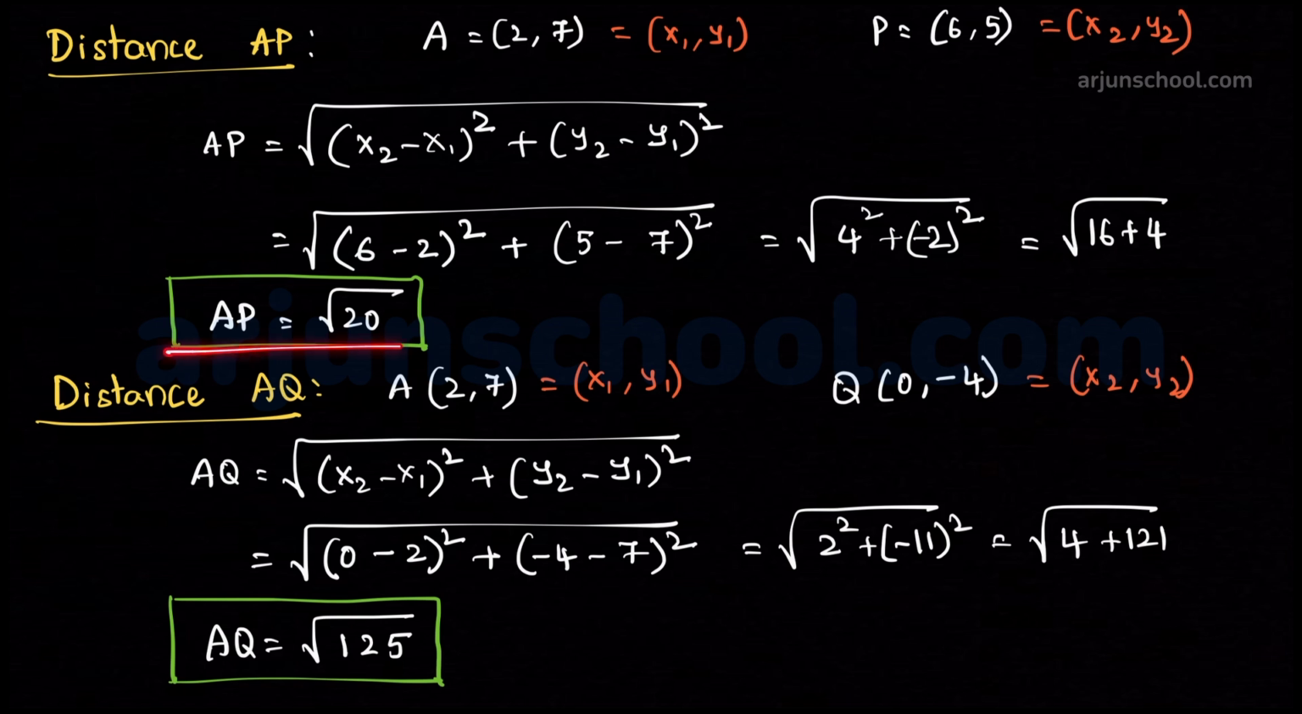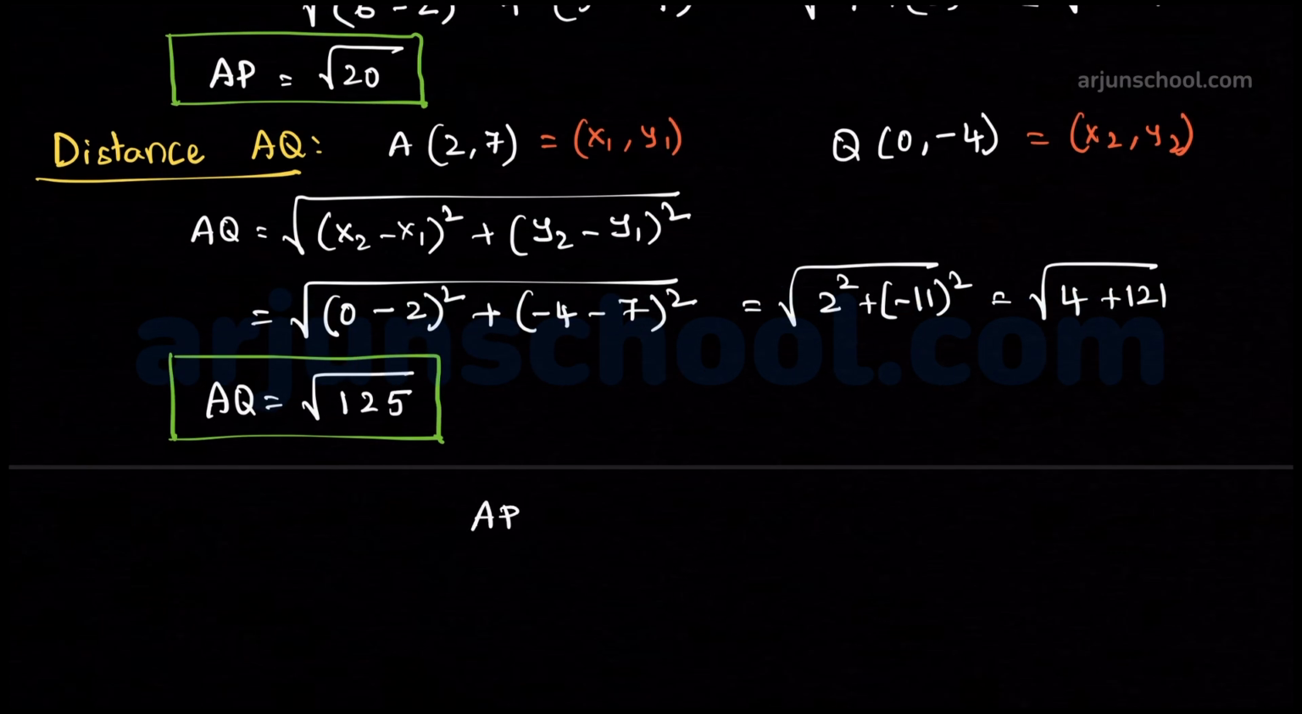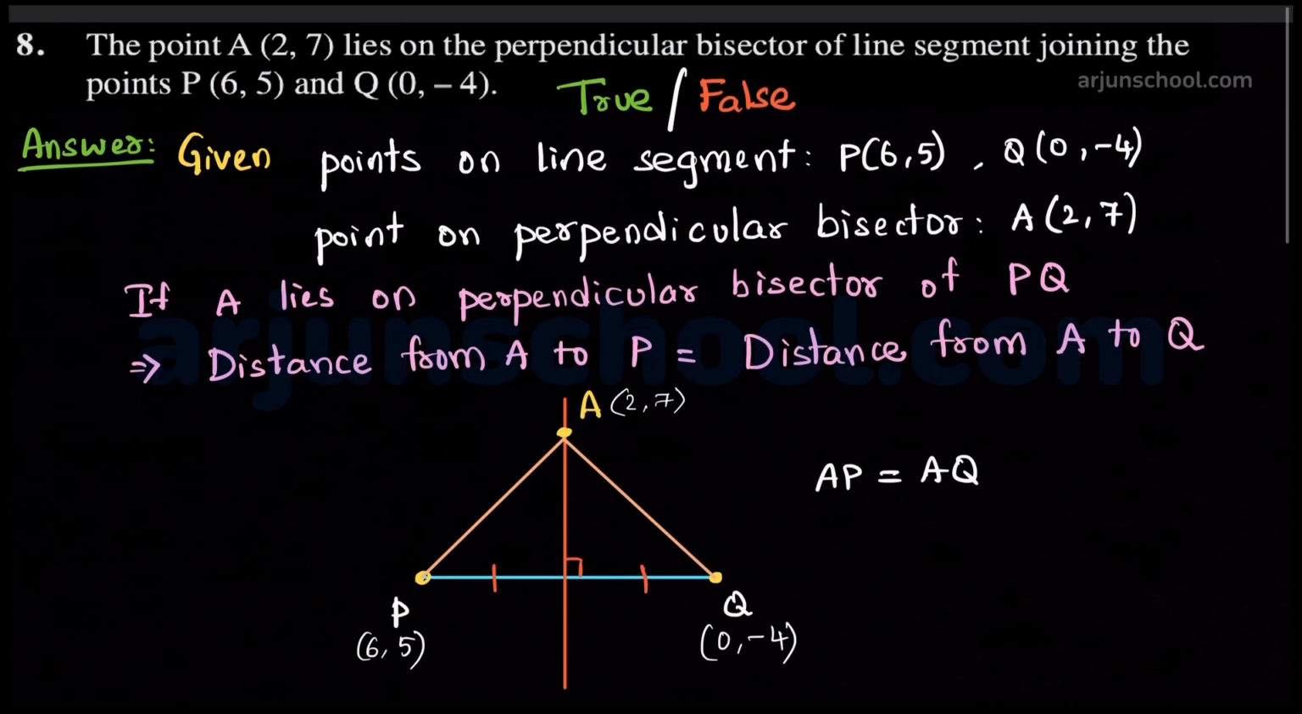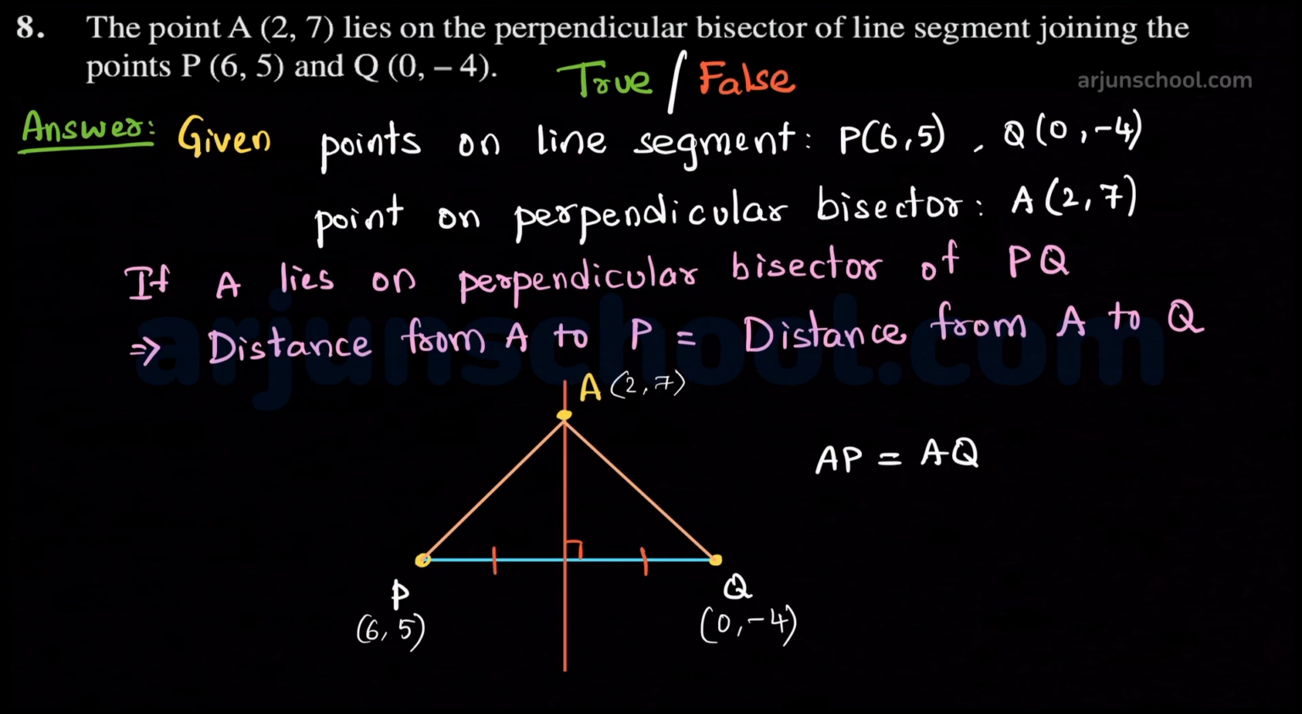From these two distances AP and AQ, we can say that distance AP is not equal to distance AQ, which means the point A does not lie on the perpendicular bisector of the line segment joining P and Q. From this conclusion, we can say that the given statement is false. The point does not lie on the perpendicular bisector of the line segment joining P and Q.